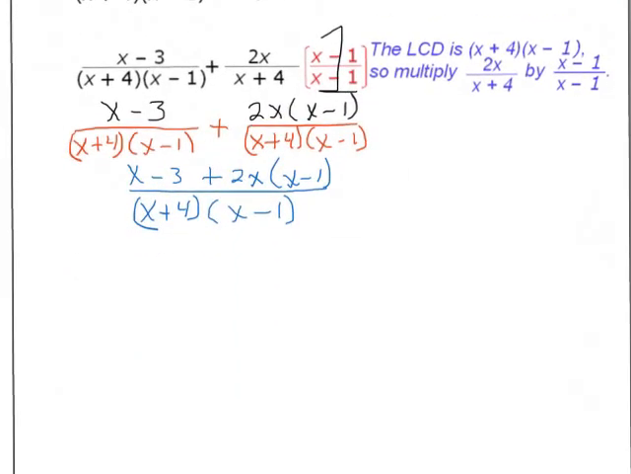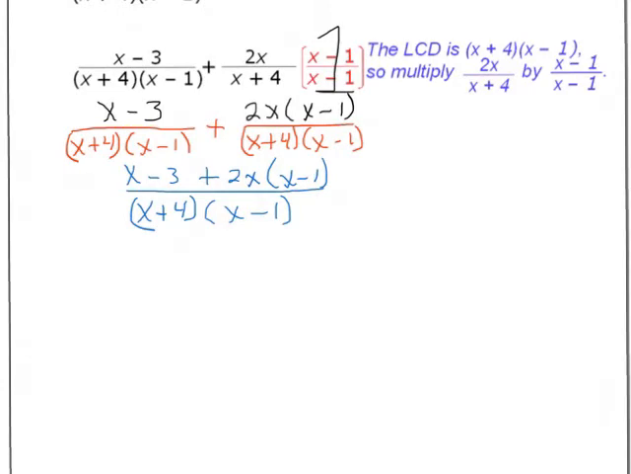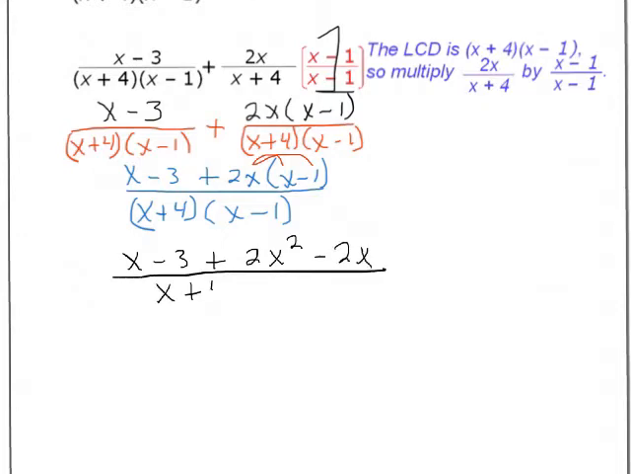So simplifying that a little bit here, I'm going to distribute my 2x into my binomial. And I will get, on top, x minus 3 plus 2x to the second power minus 2x, all over x plus 4 times x minus 1.